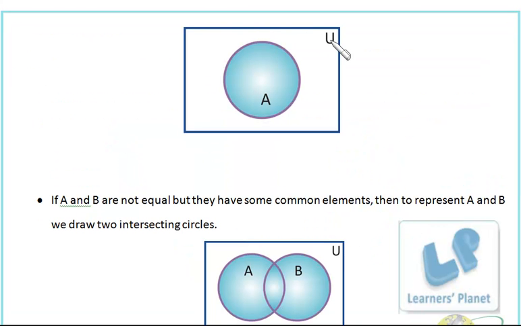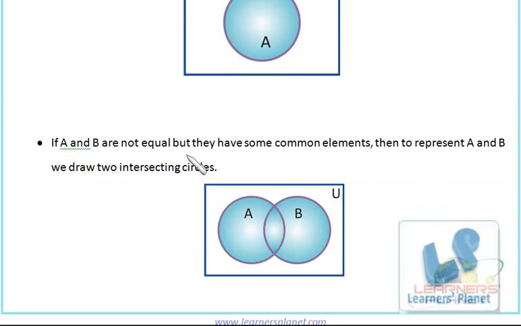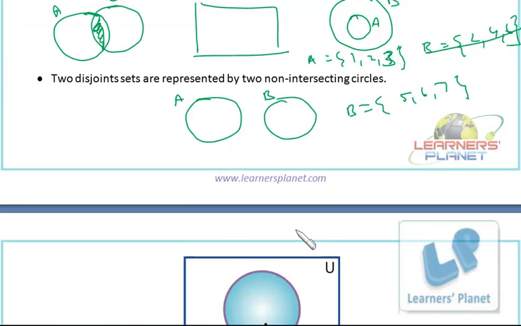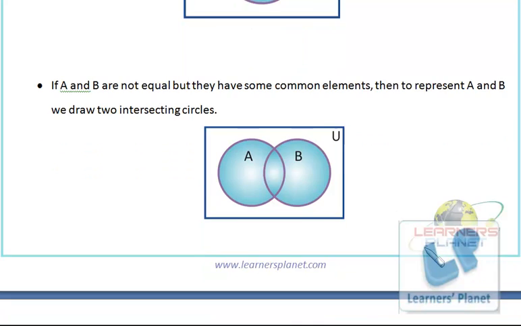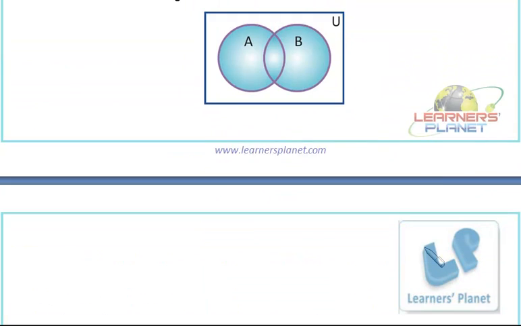Here you can see a universal set, and inside this universal set a set A is there, right? If A and B are not equal but they have some common elements, then to represent A and B we draw two intersecting circles as I have shown you over here. So this way A and B are two sets that are not equal but have some common elements. Maybe the number of elements in A and B are different, right? Maybe A has 3 elements, B has 4 elements, but some of the elements are common between the two. That means some of the elements belong to A and also to B. Okay, so this way we draw the circles.